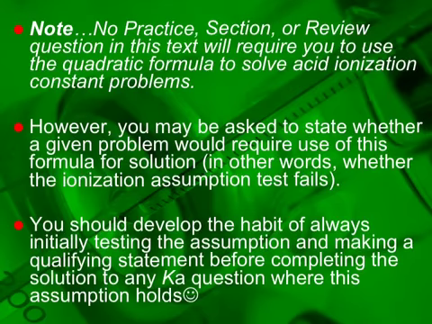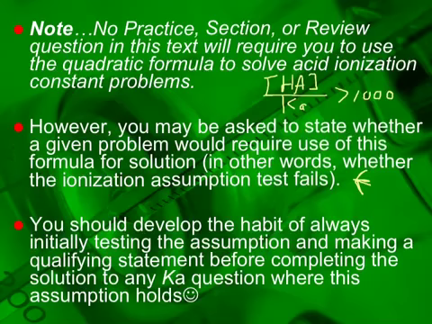And as a last point, no questions in Chemistry 30 will require you to use the quadratic formula. However, some questions may ask you whether or not the assumption that the amount of ionization is small is true. So then you would have to determine if the concentration of the acid divided by the Ka is greater than 1,000. You should always develop the habit of checking for this before you do any calculations. You should also make a statement in words saying that you have checked for this assumption and this assumption holds true for your particular question.